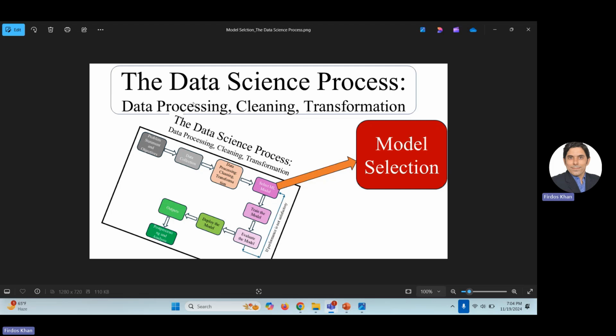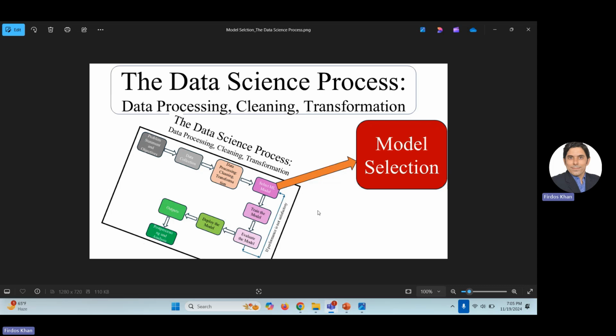The first video is the overall about the data science process. The second video is about the problem statement and objectives. The third video is about data collection. The fourth video is about data processing. And the fifth video is about model selection, and the next video will be about training of the model, and the next video will be about evaluation of the model, and so on, to complete the data science process.